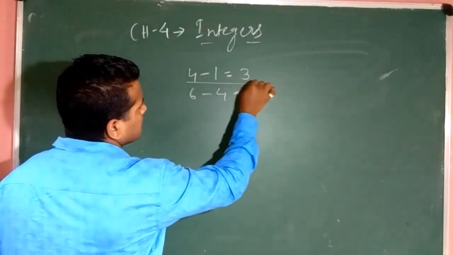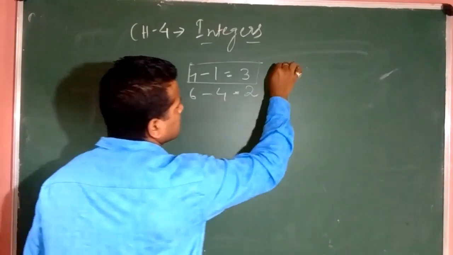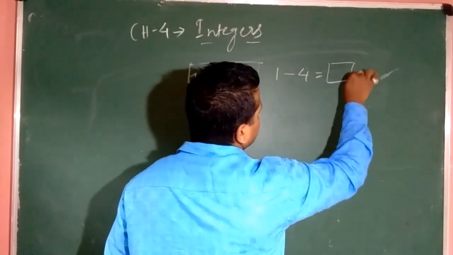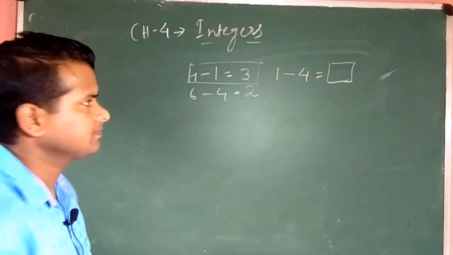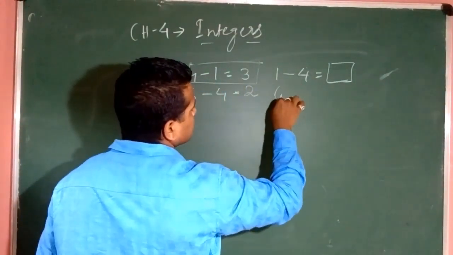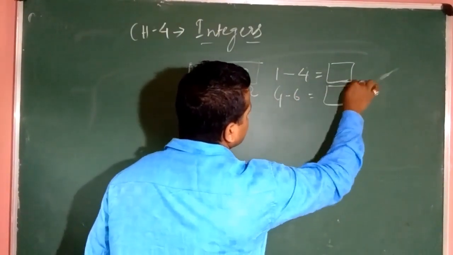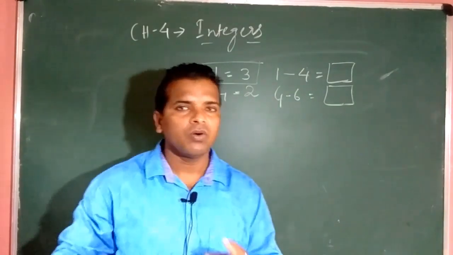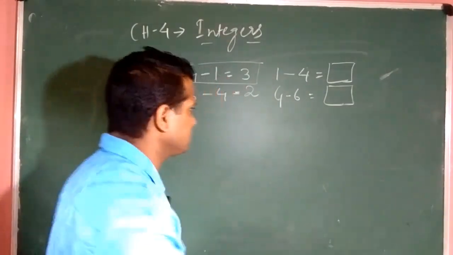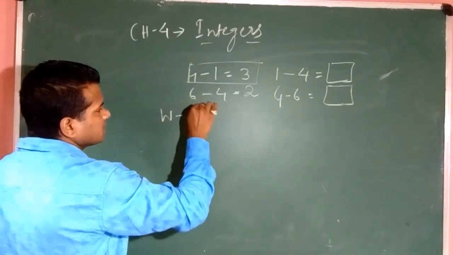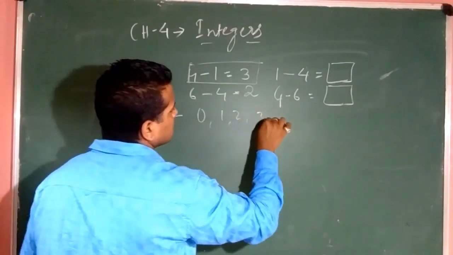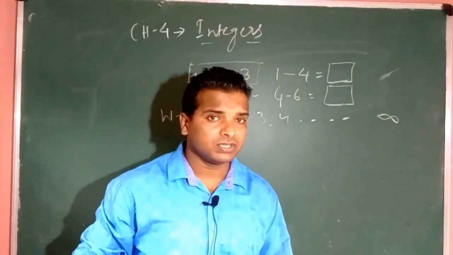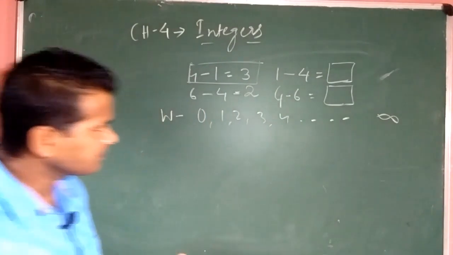But if I change it to 1 minus 4, then the result cannot be a whole number. Here also, if I write 4 minus 6, the result cannot be a whole number, because in whole numbers all the numbers are positive. What are the whole numbers? Like 0, 1, 2, 3, 4, 5, 6, 7, 8, 9, 10. These numbers are called whole numbers.